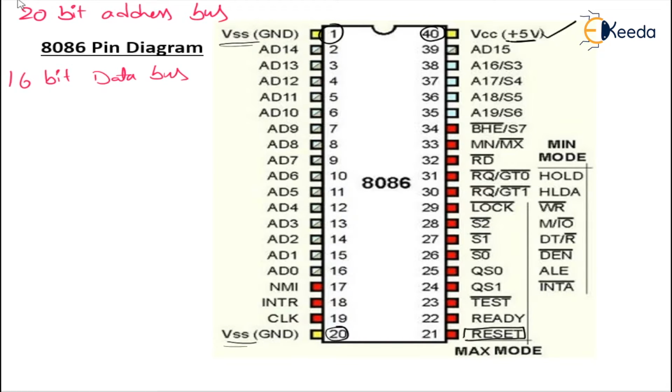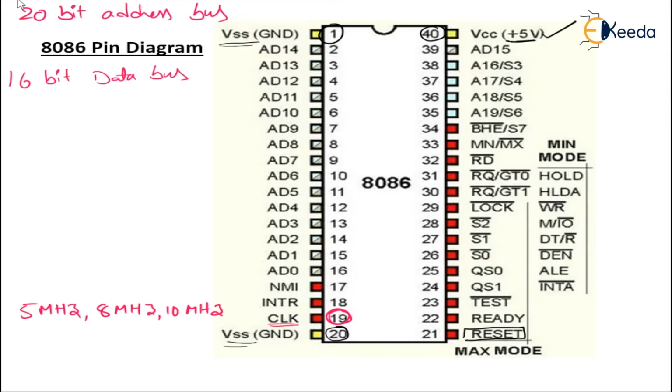Now coming to the clock. The pin number of the clock is 19. Clock provides the timing signal to the processor for operation. In the first clock cycle the address will be enabled, and later it goes to another one, right? I already explained that the 8086 microprocessor is available at 3 different clock frequencies: 5 megahertz, 8 megahertz and 10 megahertz. So that is pin number 19.